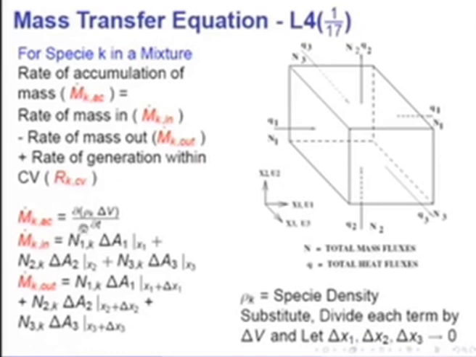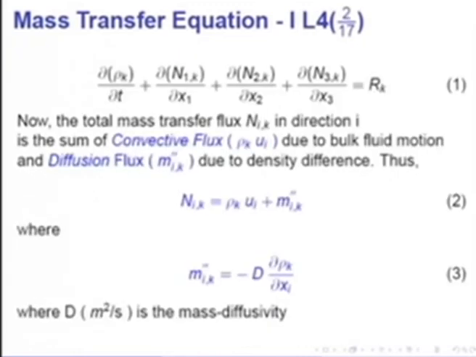If we now substitute these expressions in this verbal statement and divide each term by delta V, which is the product of delta x1, delta x2, delta x3, and let each of these increments tend to 0, this is a procedure we have gone through before, then you will get an equation of this type: d rho K by dt plus net transport of specie K in direction 1 plus net transport in direction 2 plus net transport in direction 3 equal to rate of generation of specie K.